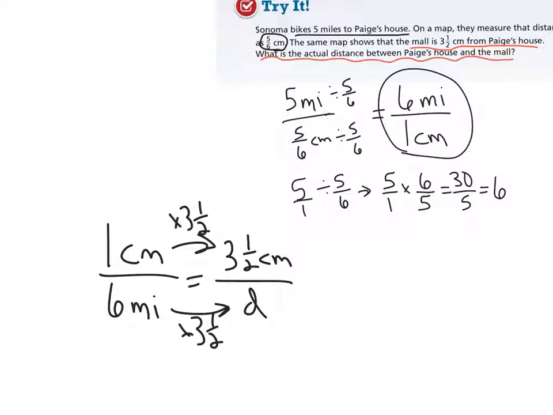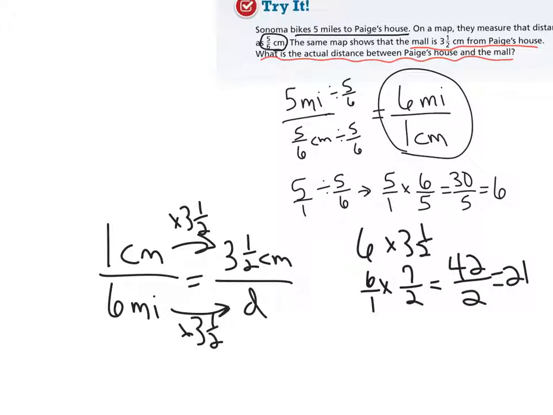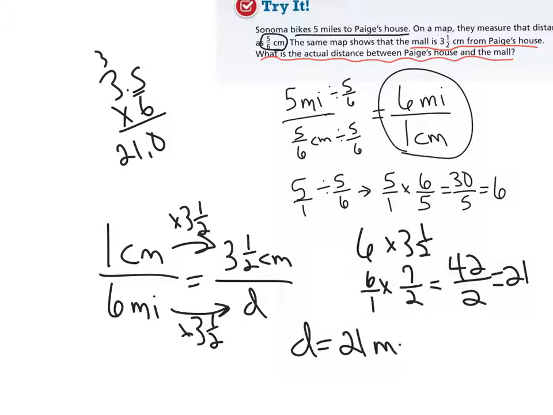You guys know half is a nice decimal, so if you want to put that as 3.5 and multiply that out, you can. If you don't put it as a decimal, just remember you'll need to change that to an improper fraction and work it out. Either way we do this, we should get 21. If we do it this way, 6 times 7 is 42, half of 42 is 21. Or you do the decimal and you get the same thing. Remember, move your decimal over 1 spot. So that would be 21 miles would be the actual distance.